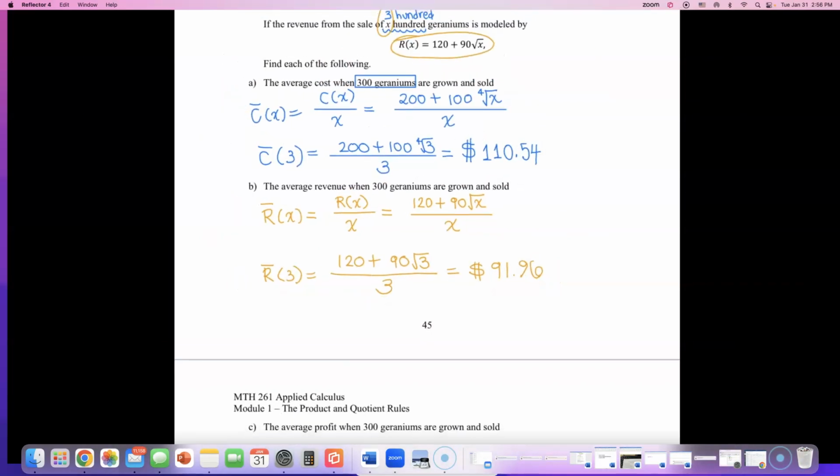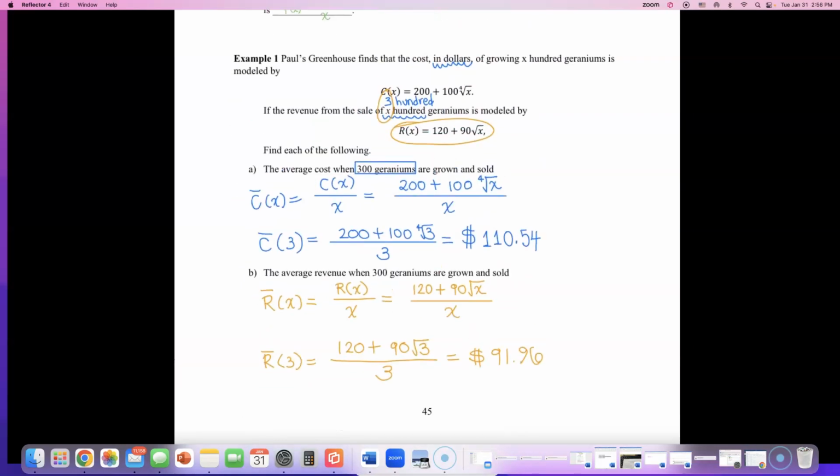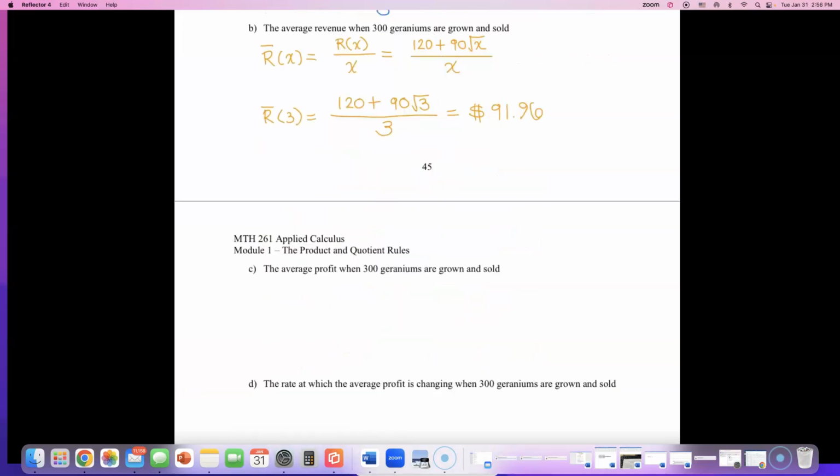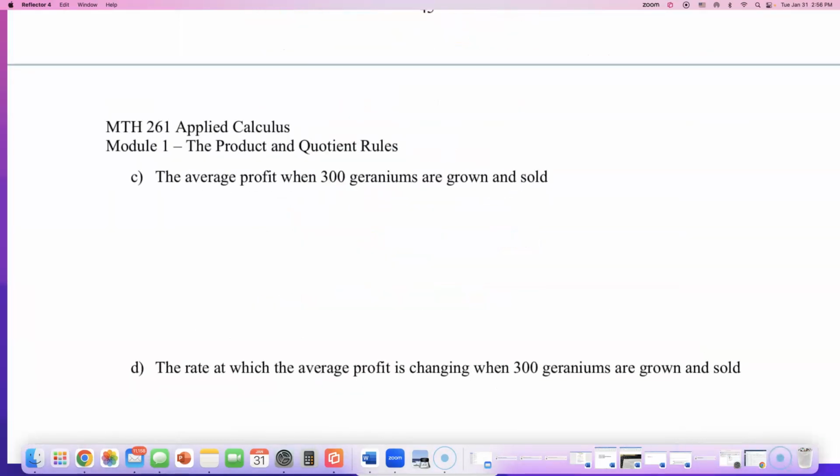Okay, so we got average cost and average revenue. I think it sounds logical that they will ask us for the average profit. I mean, we can do the same thing, but there's no profit function. They never gave us the profit function. But profit, you can find it by subtracting revenue minus cost. So I should write that down for you over here. You can find profit by subtracting revenue minus cost.